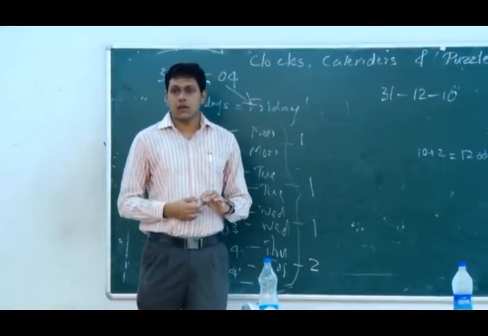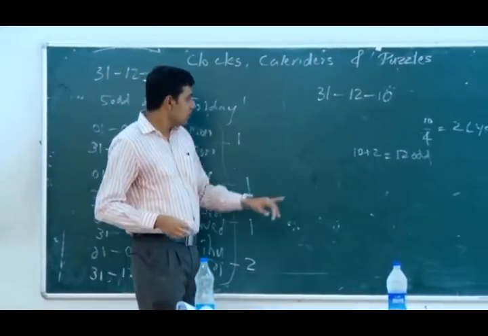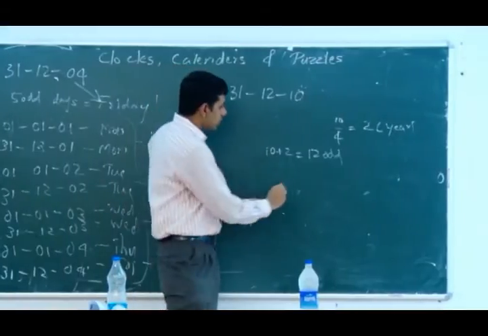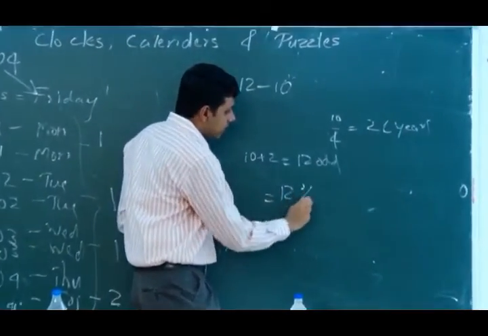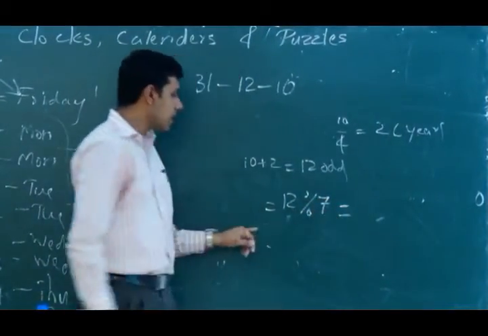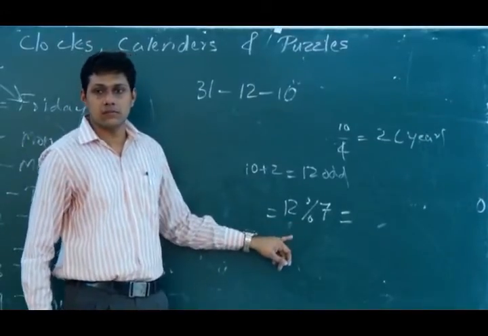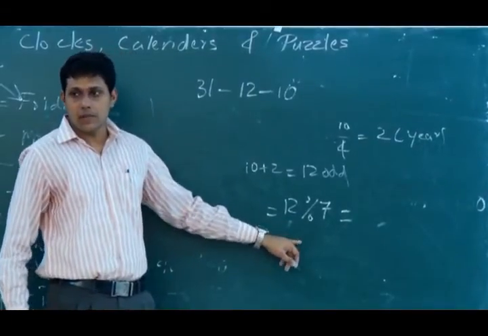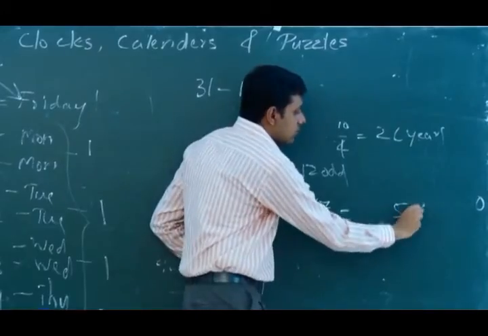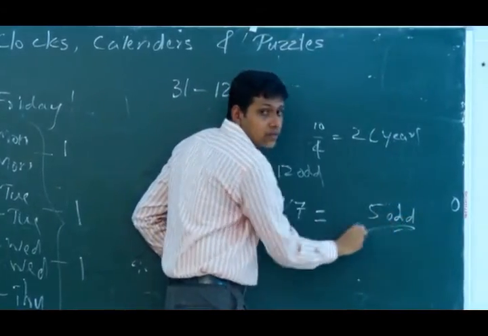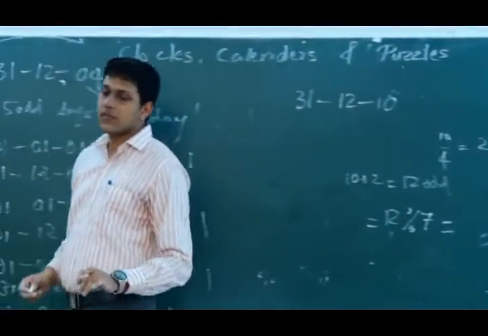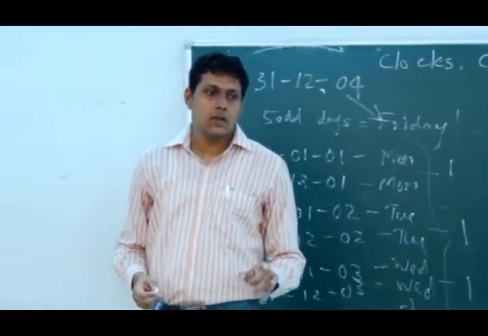We only have 7 days in a week, so we need to divide this by 7 and take the remainder. What is the remainder? 12 divided by 7, the remainder is 5. So the actual answer is 5 odd days. So the fifth day is again Friday.